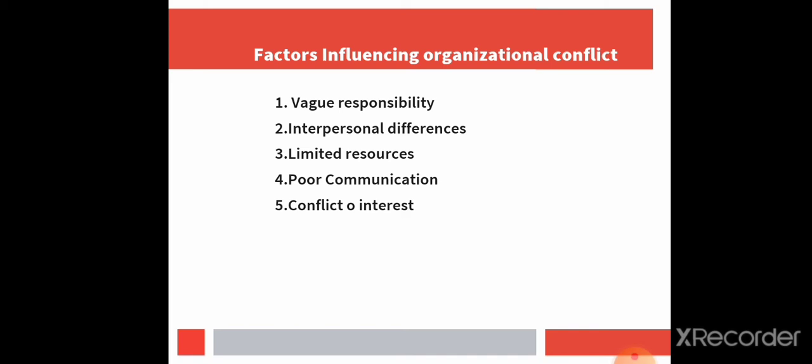Poor communication between supervisor and the employees of the organization is another vital cause leading to conflict. Inadequate communication, one-way communication, etc. are the communication related reasons causing conflict. Next one, conflict of interest. When there are differences between the personal goals of the individual and the goals of the organization, conflict of interest arises. So these are the factors influencing organizational conflict.